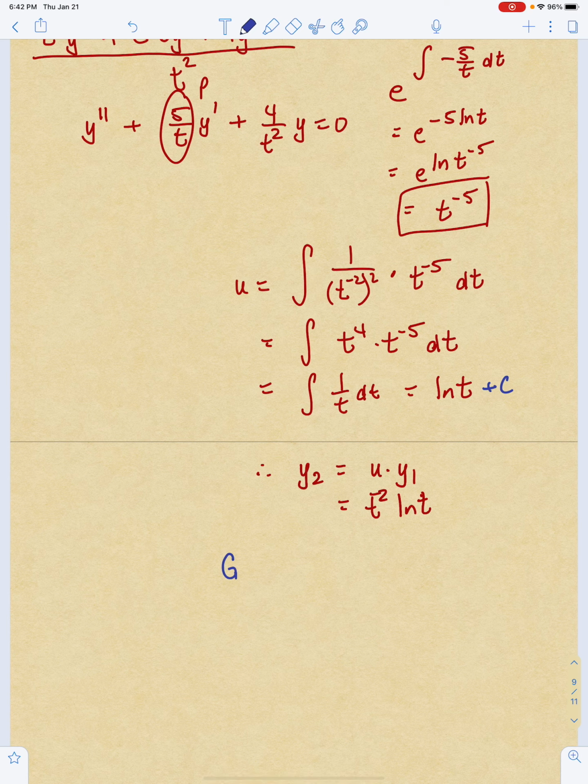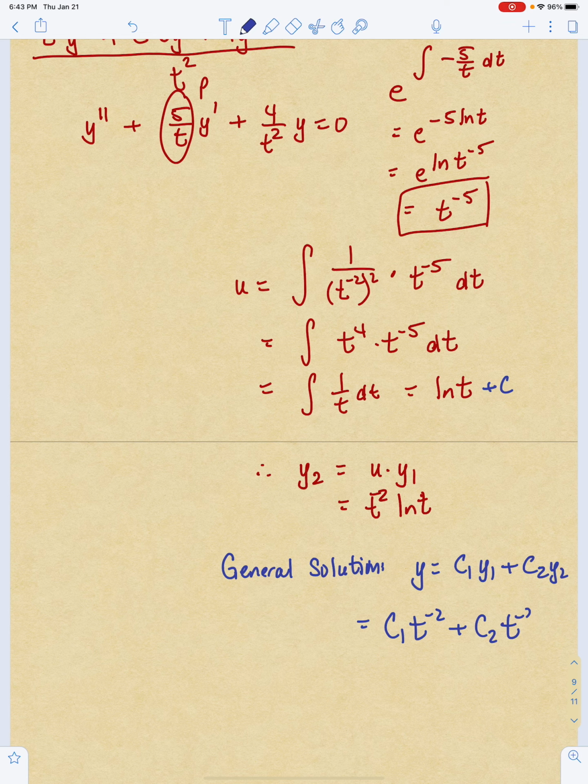So then as far as a general solution goes, we know that a general solution is y equals c1 times the first y plus c2 times the second y. So we have c1 t to the negative 2 plus c2 t to the negative 2 natural log t. And that is our general solution. So for any value of c1 and c2, that will satisfy the original differential equation. Later on, we're going to look at another way to solve this particular kind of differential equation, but for now, at least we know that if we happen to know one solution, we can always find the other.